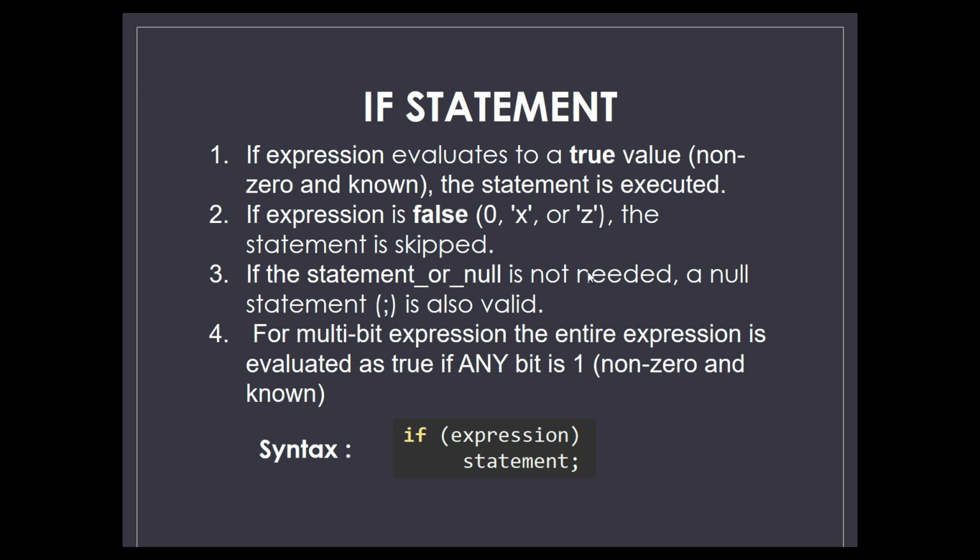We can have a statement or a null statement. If we want to write some statement, then we can write it. And if we don't want any logic, we can simply put a semicolon here. Then also it is valid. For a multi-bit expression, this is very important: the entire expression is evaluated as true if even one of the bits is 1, that is, non-zero and known. We will be taking a look at an example for this point.